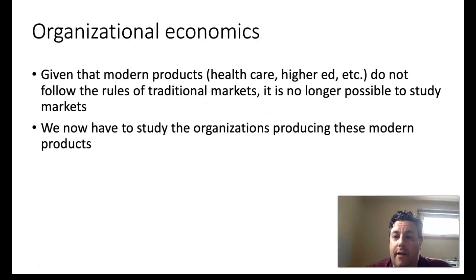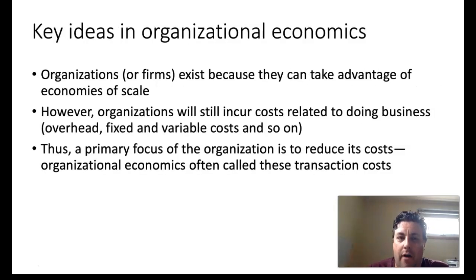So in steps organizational economics, in the 60s and the 70s and the 80s and things like that. And the big idea here is that a lot of products that are emerging at that time, technology services, healthcare, higher education, financial products, and so on, because they don't follow the rules of traditional markets, that is to say, supply and demand, it's no longer possible to study the markets. What we have to shift to is studying organizations that produce these kinds of modern products.